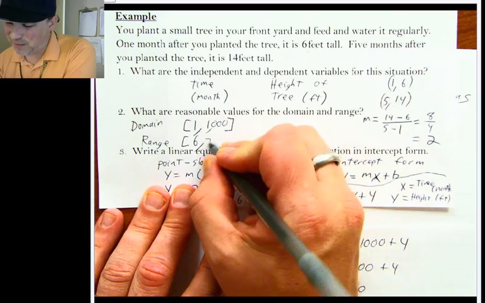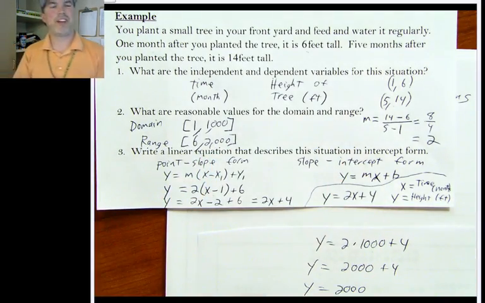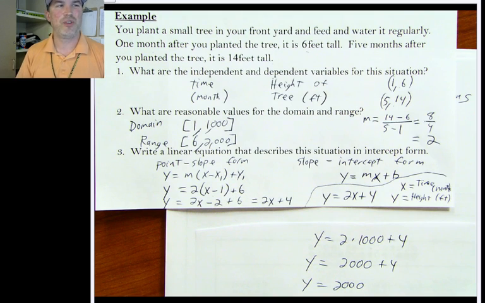So with that said, perhaps my domain and range are a little bit inaccurate. I've never seen or heard of a 2,000-foot tree. That seems way too tall. So maybe my domain was a little bit long, but it still seems reasonable to me for a tree to live for 1,000 years, maybe. So I'm going to actually keep that domain and range.